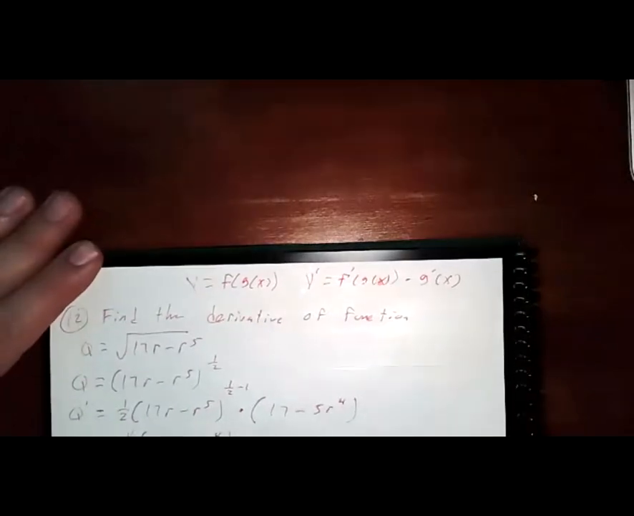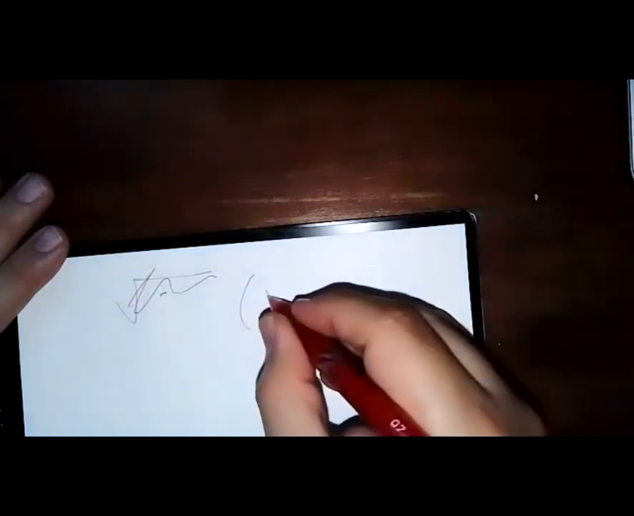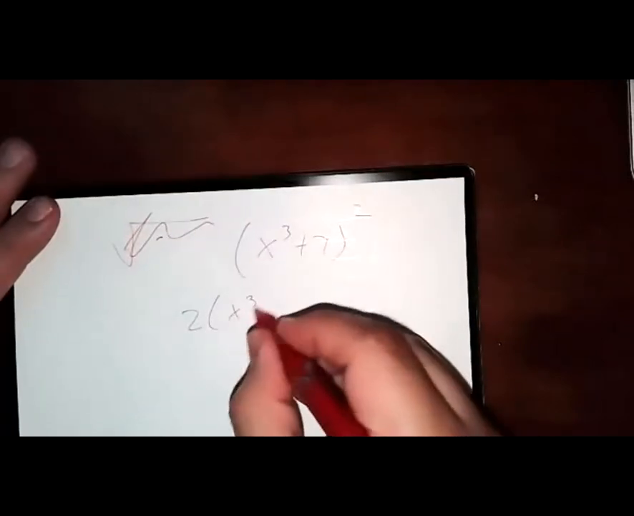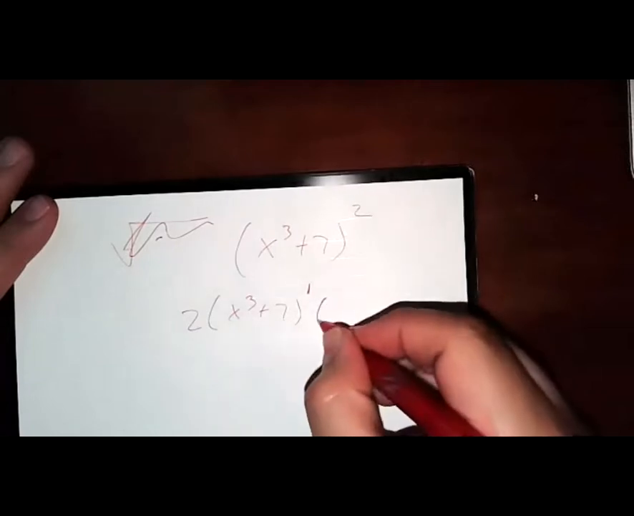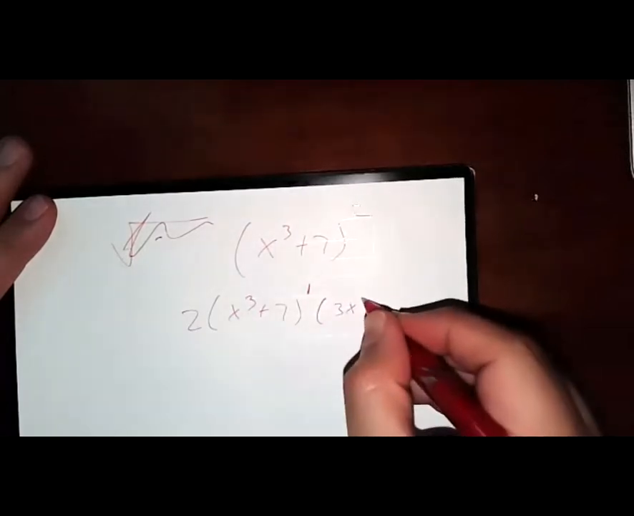Okay. So let's just go through some on a blank page real quick. If you had something like square root of, actually let's do something easier. x cubed plus 7, squared, right? The derivative would be bring the 2 down. That's the outside. Subtract 1 and then multiply by the derivative of the inside. It'll always be this way.